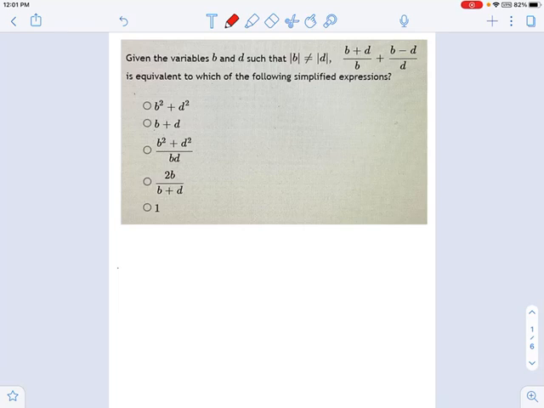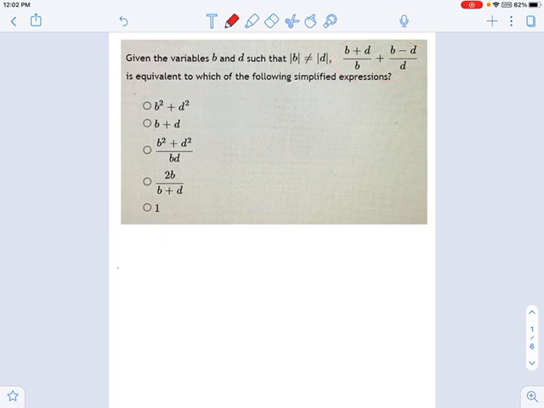This is a simplification problem where I'm told I need to simplify this large expression and turn it into one of these smaller expressions. And if you notice, those smaller expressions are either a single fraction or not a fraction at all. You can imagine that being something like, I don't know, b squared plus d squared divided by 1. So it kind of is a fraction. But the point is, none of the things that I'm simplifying this towards are multiple fractions.